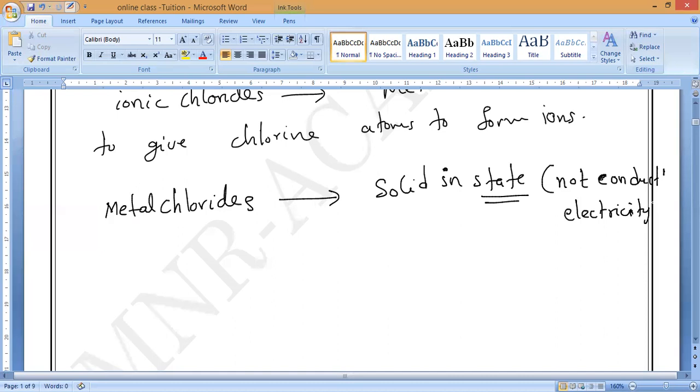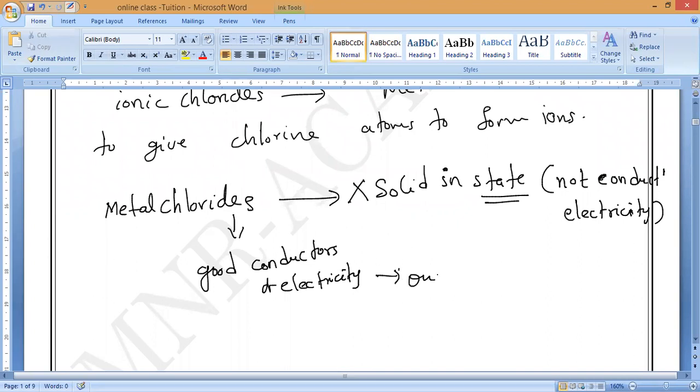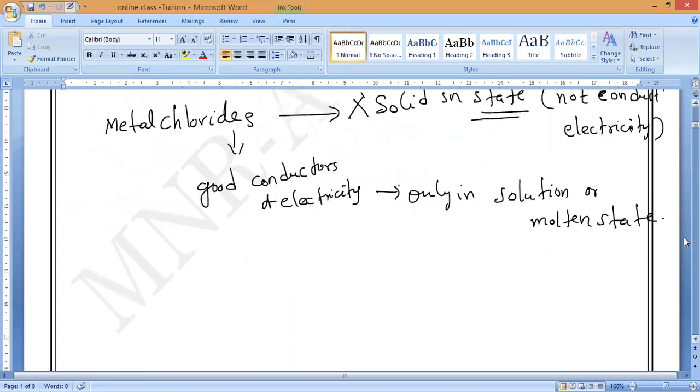Usually they are good conductors of electricity, but only in which state? Only when they are in liquid state, the aqueous state. They are good conductors of electricity. This is what many don't know. So they are good conductors, but not in solid state. Only in solution state, which means dissolved in water, or also in molten state. Understand, guys?